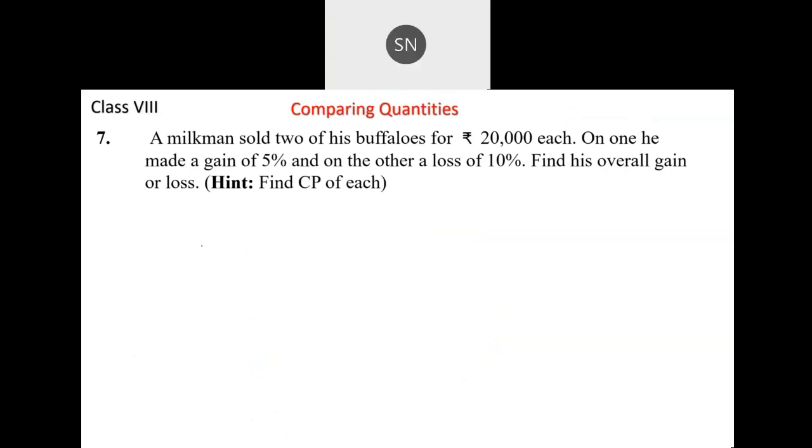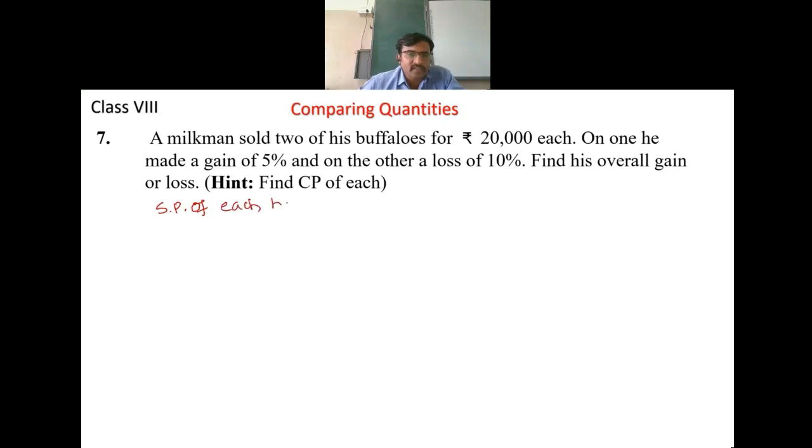We shall solve it. Okay, I'll try solving it fast. Here the SP of each buffalo is rupees 20,000. And he has made a 5% gain on one buffalo.